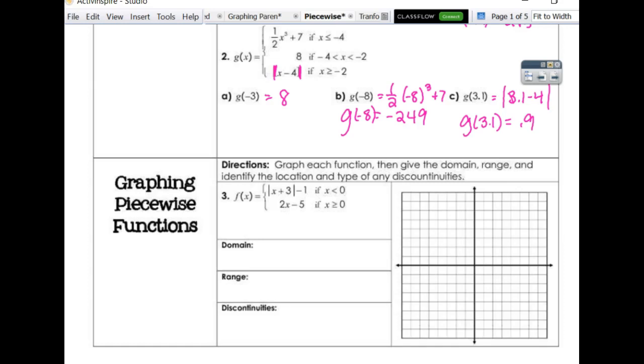So I'm going to start with the absolute value. And what does the absolute value look like? It's a V. Are there any stretches or compressions? No. So where's the vertex of this? 0, 0. So I'm going to shift -3 and then -1.